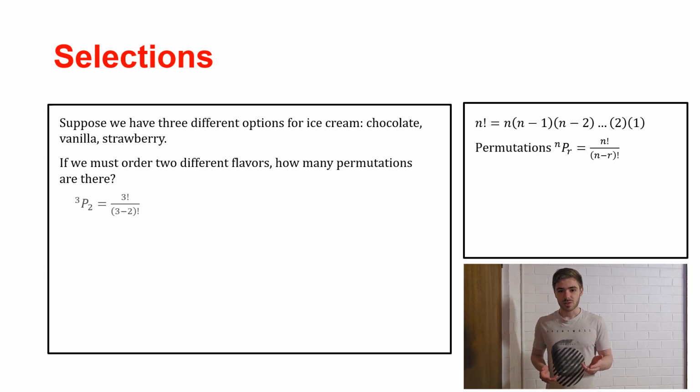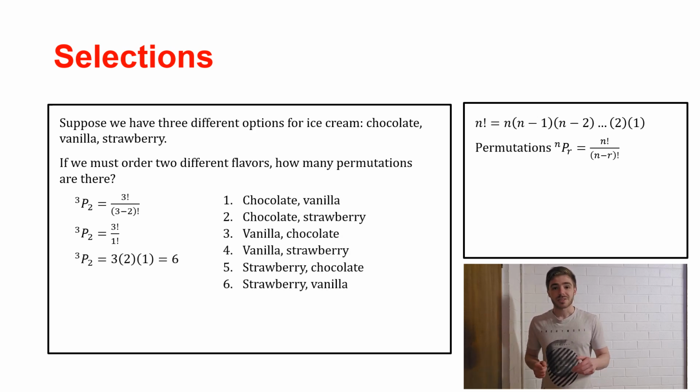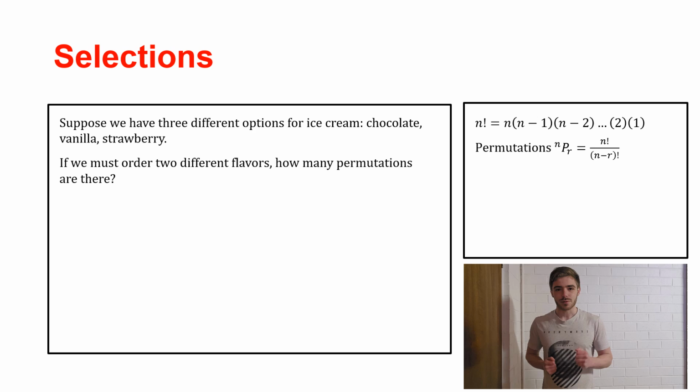Using the permutations equation, we find that there are 6 possible outcomes, but notice that we actually get duplicate combinations. For example, one of the combinations was vanilla then chocolate, but the other combination was chocolate then vanilla. We get these duplicate combinations. If we don't care about the order in which those flavors are scooped, then permutations isn't ideal for this.